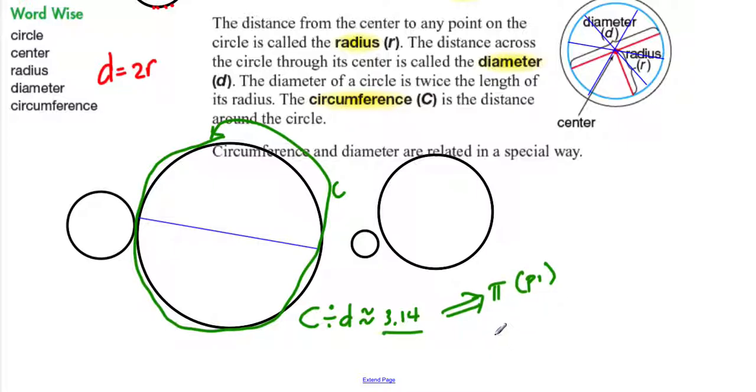Okay, and that's where pi comes from. Actually, the more precise value of pi would be 3.14159 dot dot dot. That means it continues on forever. It does not repeat and it does not terminate, and that is the approximate value of pi. So that is a special relationship between the circumference of a circle and the diameter of a circle.